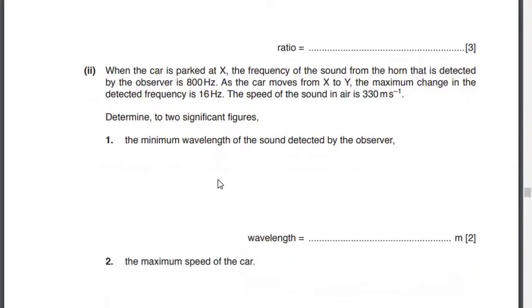2 sig fig, the minimum wavelength of the sound detected by the observer. So c is equal to f lambda. Really easy, okay? So in c is equal to f lambda, your f will be 816, right? Because it says minimum wavelength. So that's the highest frequency. What is the highest frequency here? 816, okay? And c is 330 meters per second.